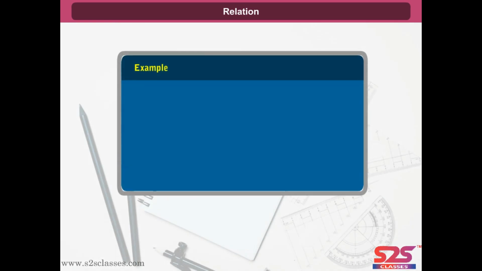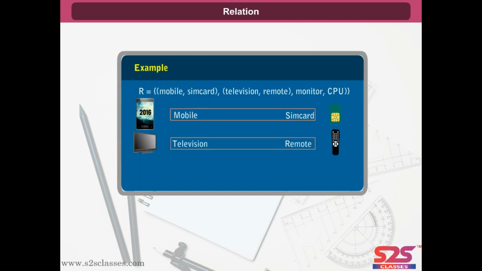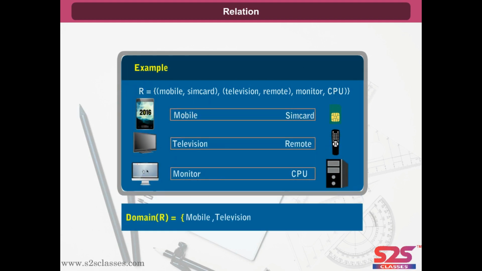If we look at our previous example of combinations of ordered pairs of mobile SIM card, television remote, monitor CPU, then mobile, television and monitor form the domain and SIM card, remote and CPU form the range.